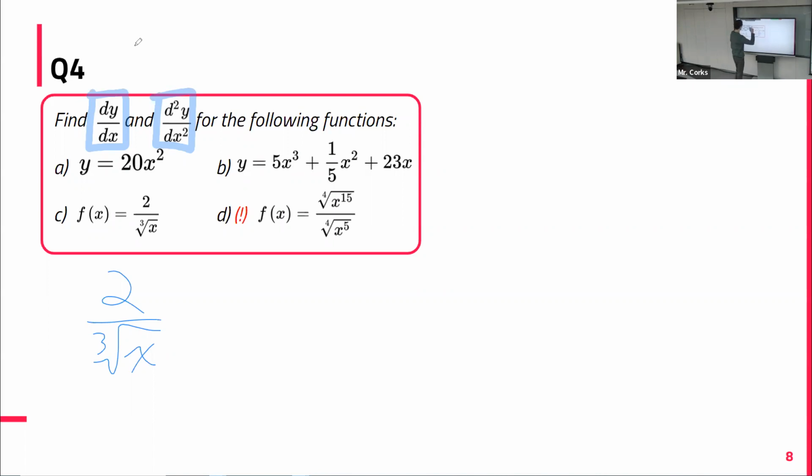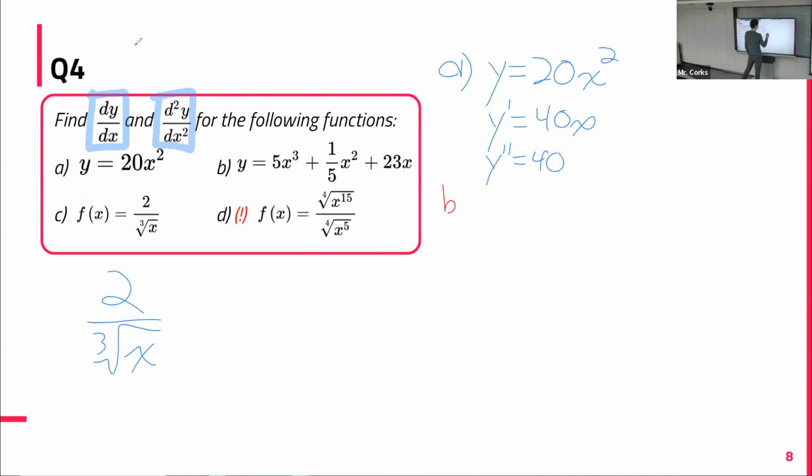You might not be finished all of them, but A and B, definitely we should be finished by now. So our original function, y is equal to 20x squared. Let's just step back here. This first one, dy over dx, what does that mean? Derivative, first derivative. d squared y over dx squared, second derivative. Okay, so we have to remember what those symbols mean there. So what is our first derivative here? 40x, and second derivative, just 40. So using our power rule, nothing special happening there.